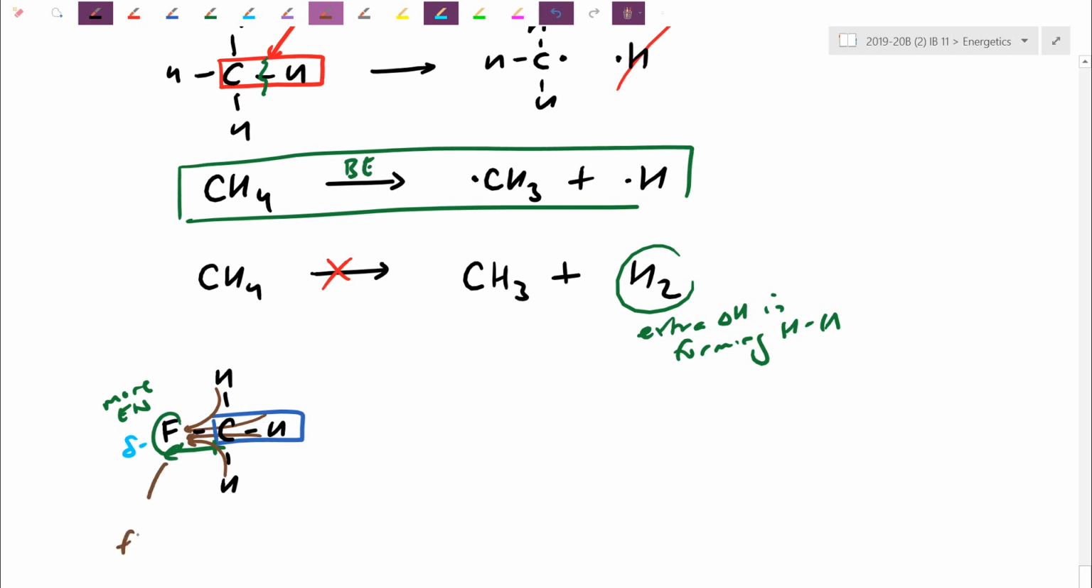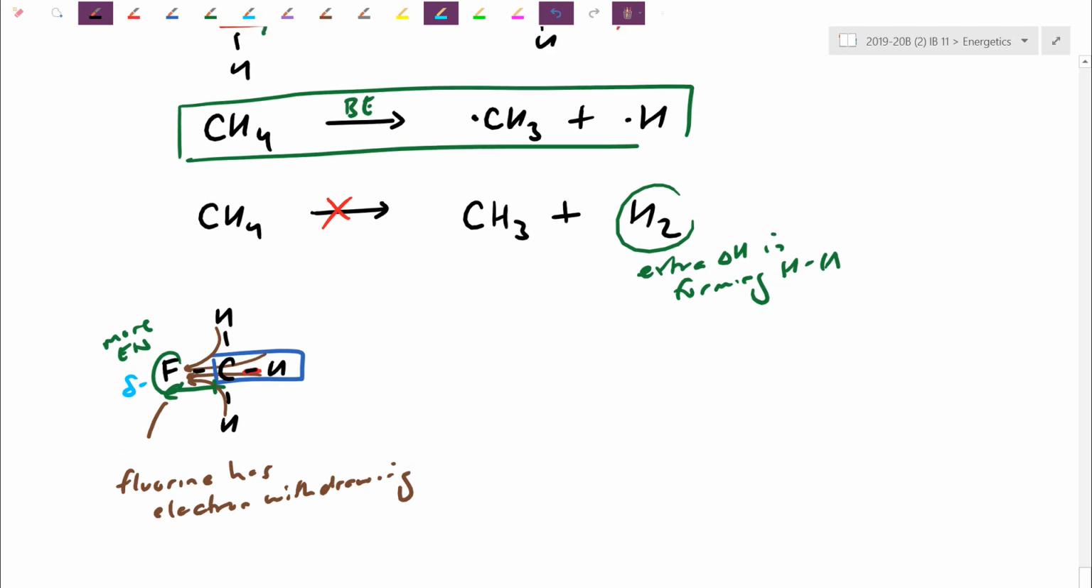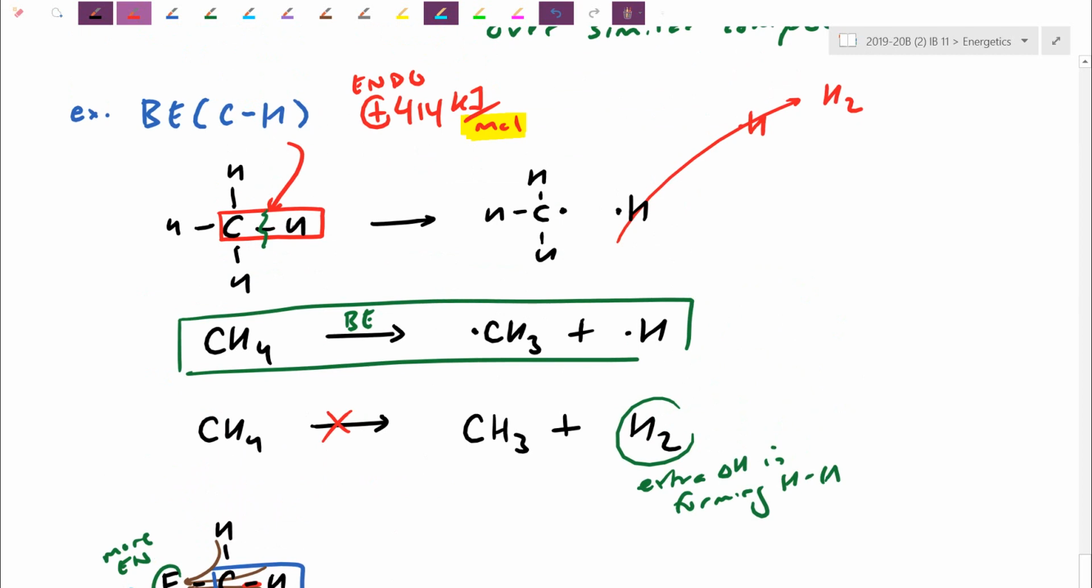So let's just write that down in words here. Fluorine has electron withdrawing effects. And if you can imagine with me here, I am still interested in just the strength between a C and H bond, and yet here, the fluorine is pulling away some of the electron density. It's actually weakening this bond here. The CH bond here in a fluoromethane I would expect to be weaker than a CH bond here.